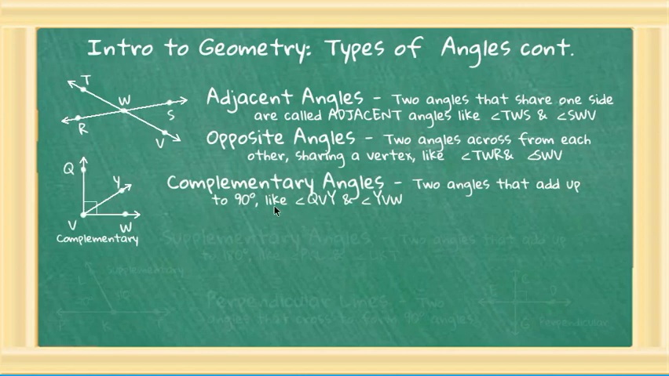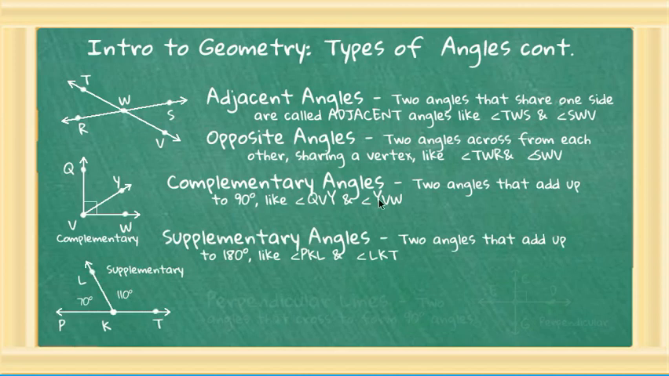Complementary angles. Those are angles that add up to 90. Okay, remember 90 degrees makes a square edge here. So if I have two angles that the sum of their measure of their angles is 90, those are complementary to each other. So QVY and YVW, those are two angles we say are complementary.